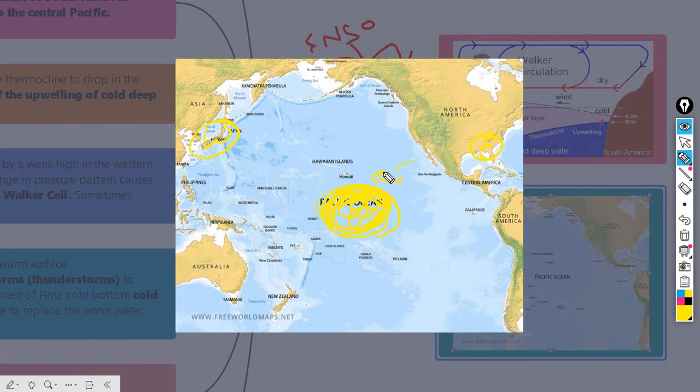Due to the trade wind blowing from east to west, it pushes the warm water towards the western side. This is the warm current, the warm water. Due to convection, the moisture in the air rises upward, and that forms a cloud. When moisture-laden air moves upward, clouds form.